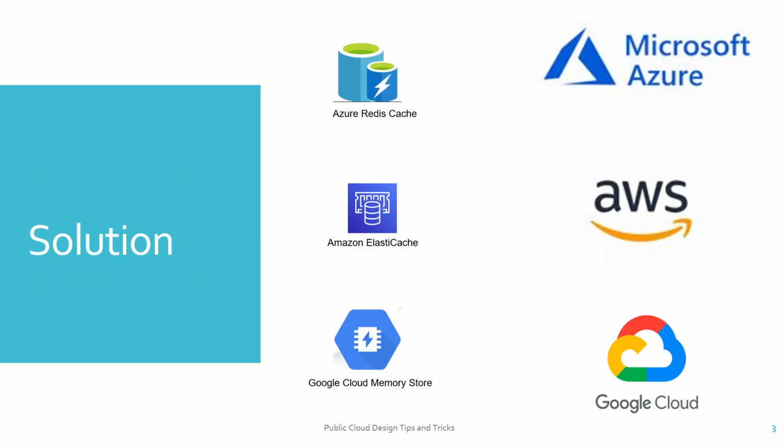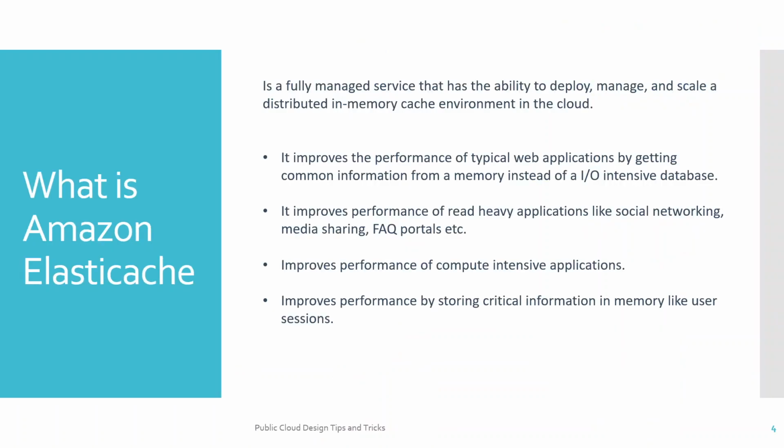The solutions are Azure Cache for Redis from Microsoft Azure, Amazon ElastiCache from AWS, and Google Cloud Memorystore from Google Cloud. So what is Amazon ElastiCache? Amazon ElastiCache is a fully managed service that has the ability to deploy, manage, and scale a distributed in-memory cache environment in the cloud. It improves the performance of typical web applications by getting common information from a memory store instead of IO-intensive database operations.